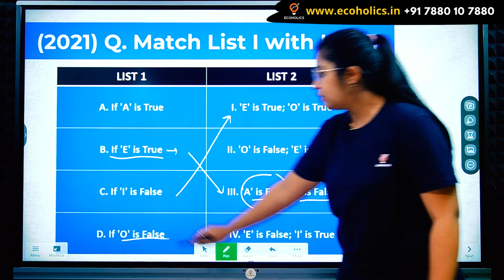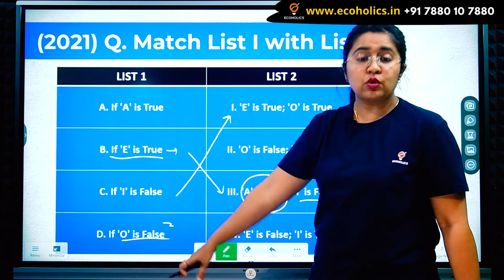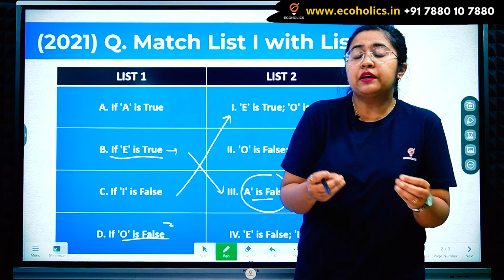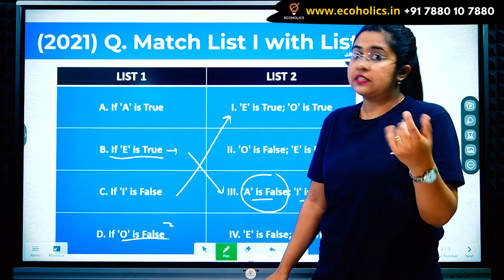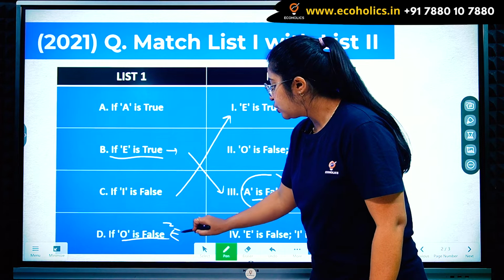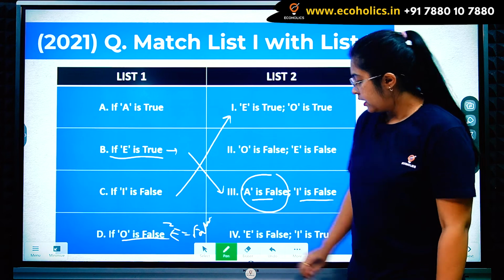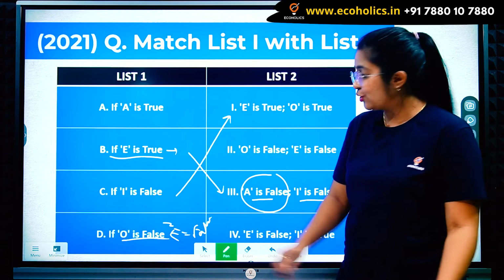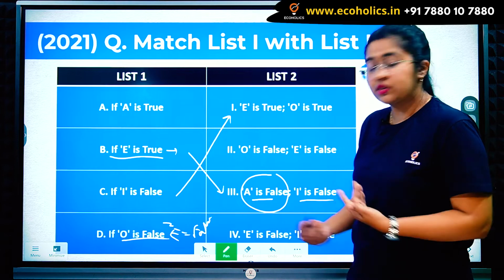If O is false, then definitely we know that because O is particularly negative, if particularly negative is false, then the universally negative is definitely false, and which is why if O is false, then E also will be false. Now looking at the list, where do we find that E is false? E is false at both the places. So now we have to check finally for D option, whether the other logics also say otherwise.